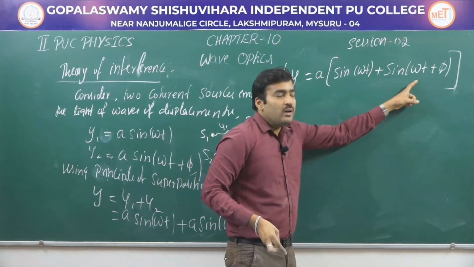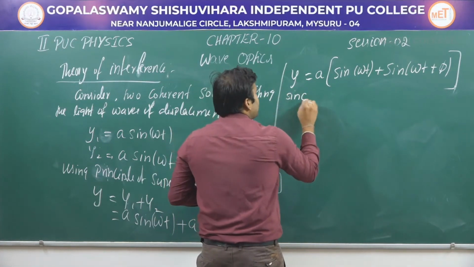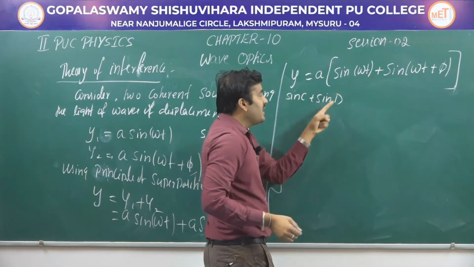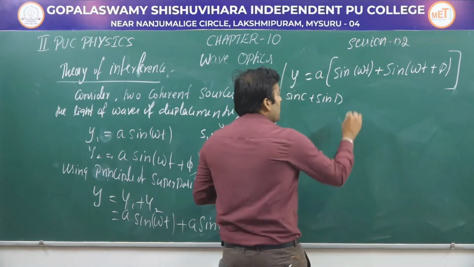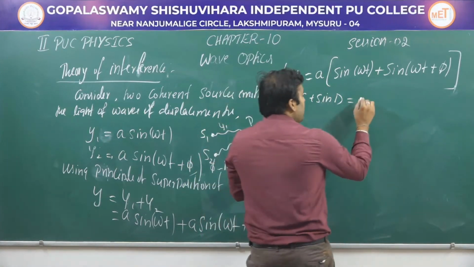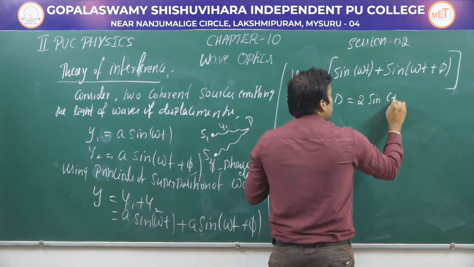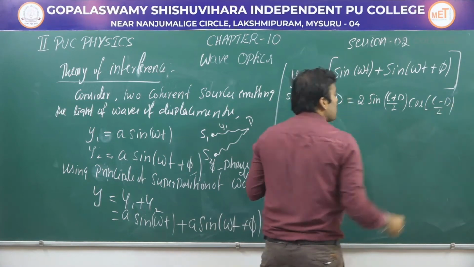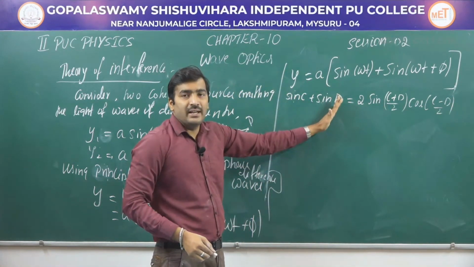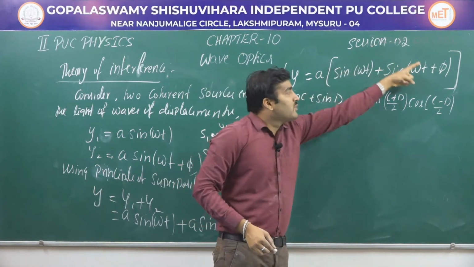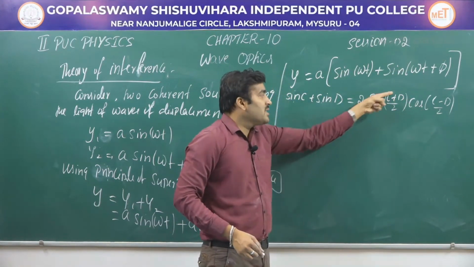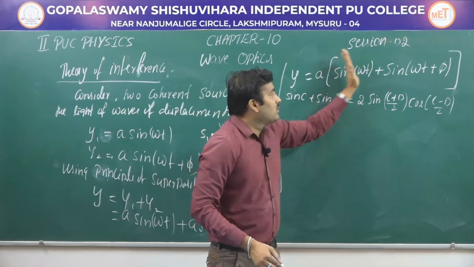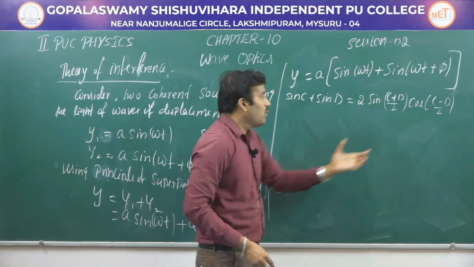Now if you look at this equation, it is in the form of sine c plus sine d, correct? Where in place of c we have omega t and in place of d we have omega t plus phi. So sine c plus sine d will be equal to 2 into sine of (c plus d) by 2 into cos of (c minus d) by 2. So this is the formula for sine c plus sine d, and we can write this expression in this form.